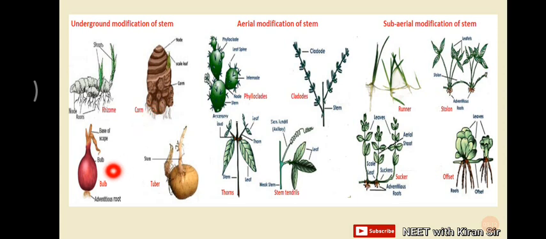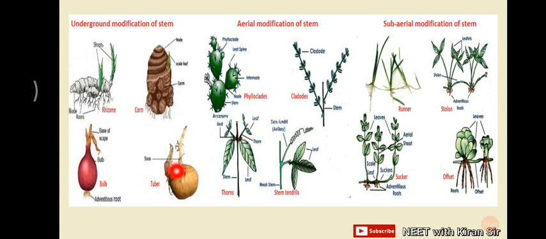Then the third one we call a bulb. When I say bulb, remember the example is onion. It has two different modifications, in the stem as well as the leaf. When I talk about the stem, it is highly condensed and forms a disc-like structure, and the nodes and internodes appear in the form of concentric rings. From each concentric ring a leaf appears, and these leaves are fleshy in nature and capable of storing food material. Since the bulb grows inside the soil, it is considered an underground modified stem.